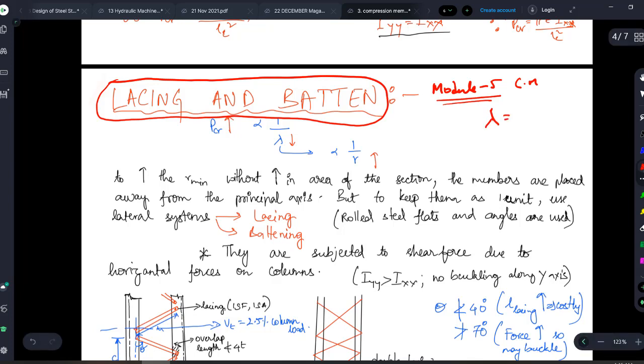Your lambda is equals to KL by r, right? So I can say lambda is inversely proportional to radius of gyration. If radius of gyration increases, your lambda will decrease. And you know, your PCR is inversely proportional to lambda because it is pi square EA by lambda square, right? So it is inversely proportional to lambda. As lambda is decreasing, what will happen to my PCR? PCR will increase, right? So it is very clear. If your radius of gyration is increasing, your load carrying capacity will increase.